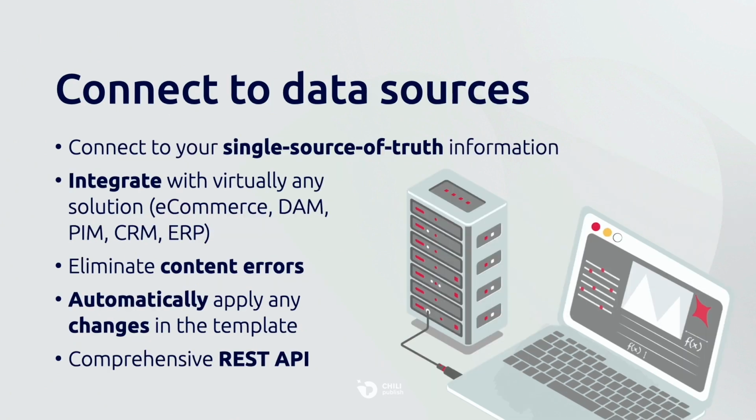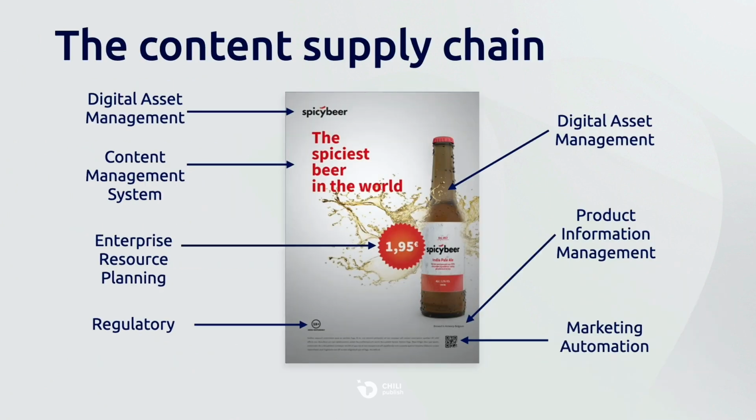Then you connect it to data sources. This is where you connect your Smart Template, your graphics document, to your single source of truth product information. And Smart Templates can integrate with pretty much any solution. PIM, of course, makes the most sense, but you might have other data sources that you want to use. By doing that, you can eliminate content errors because you can connect your single source of truth data to the template and automatically apply any changes that happen to the data in the template. And that happens live. You do that with a comprehensive REST API, and this is what that looks like.